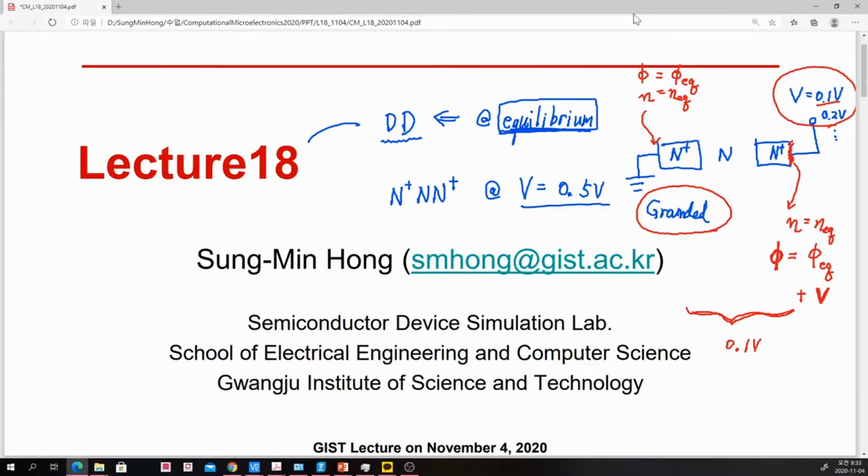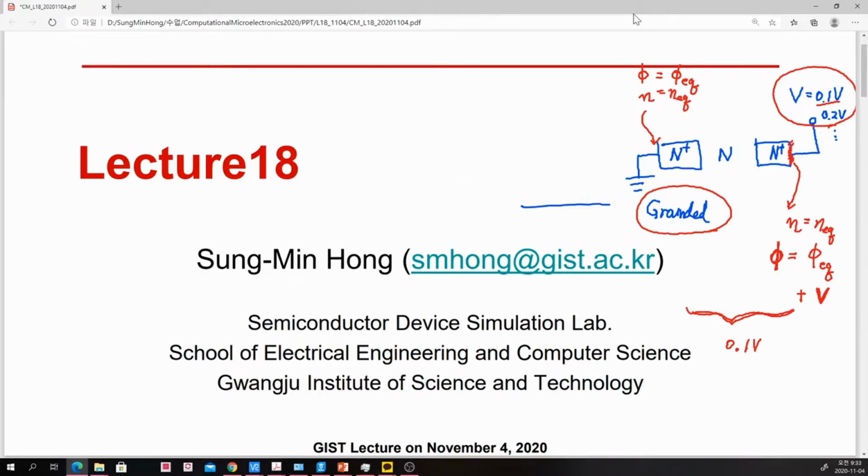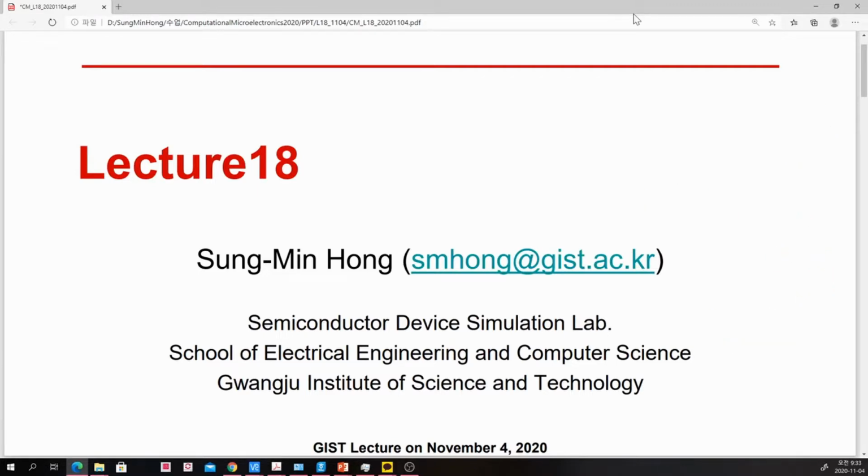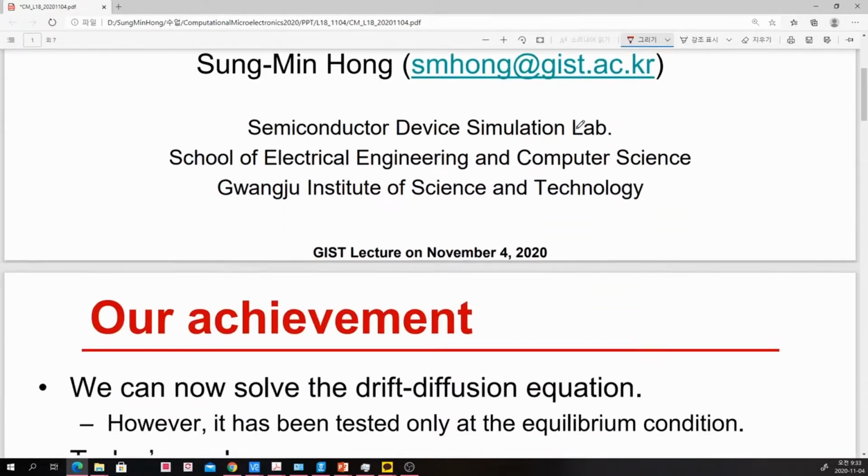So you will get charge transport. But fortunately, all of your implementation up to now is quite general. So actually, you can do it without further modification. Your code is already general enough, so you can just apply it to non-equilibrium cases. So that is our goal today. And let's go to the next part.